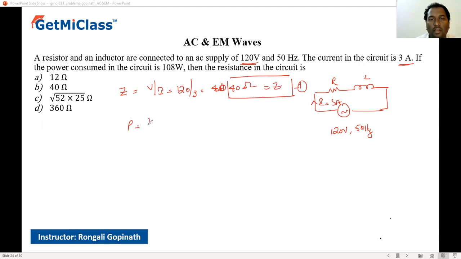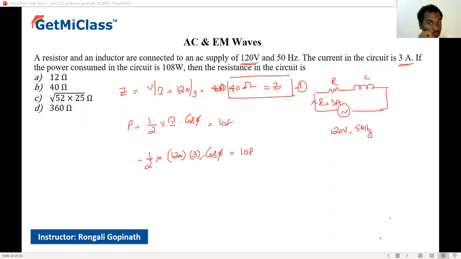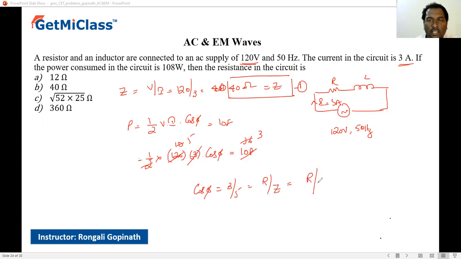Next, power is given by half into Vrms into Irms into cos phi, which is 108. That is half into Vrms, which is 120, Irms is 3, into cos phi is 108, which gives cos phi as 3 by 5, which is also equal to R by Z, where the Z value is 40.